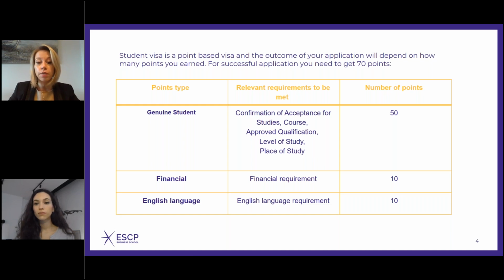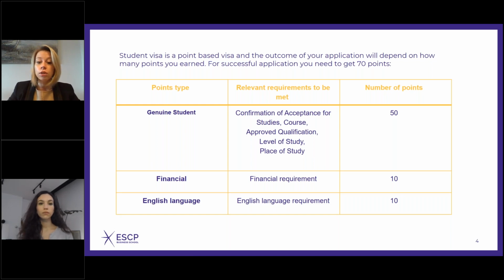You will prove it by having the confirmation of acceptance, which is called the CAS letter, which will be issued by us, by ESCP London campus. In this CAS letter, we will provide information such as your course, your qualification, the level of study, the place of study, and some other information, which will prove that you are enrolled with us and that you are going to study with us for the duration of your stay here in the UK. For this document, you will get 50 points.